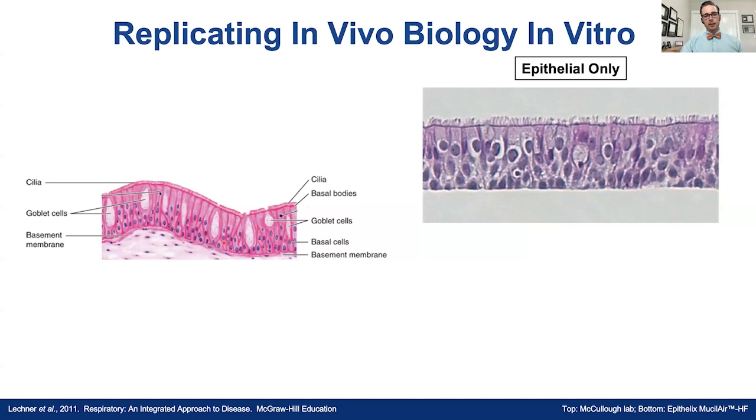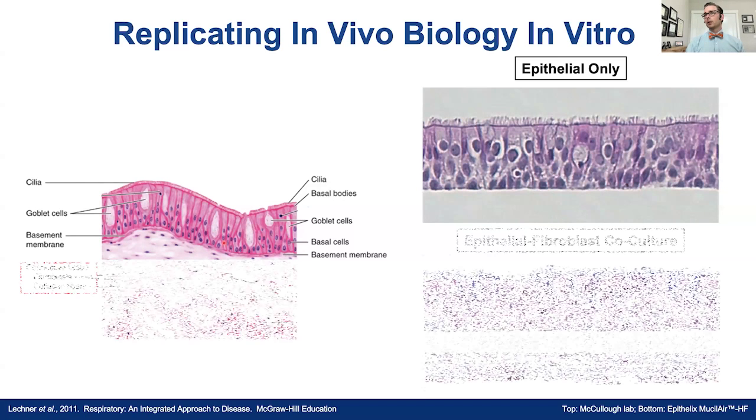And if we take respiratory epithelial cells, which we can isolate directly from donors, so these are primary cells, we can create these epithelial-only air-liquid interface differentiated cultures, and they very nicely represent that architecture from the in vivo section.